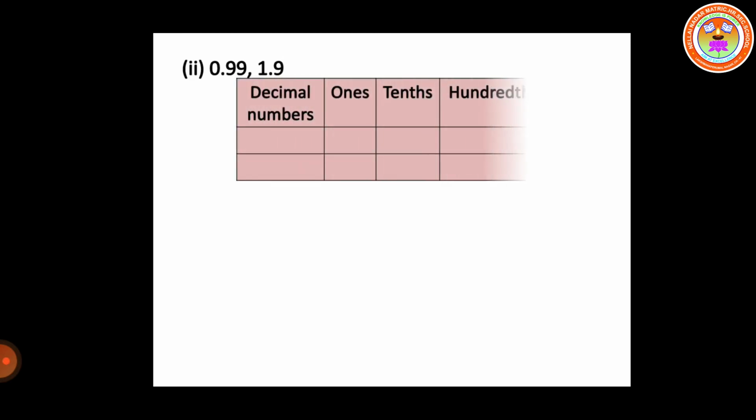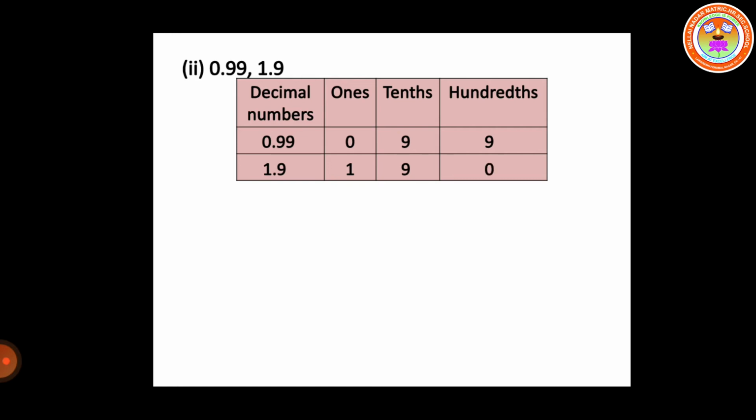Let us see the next one. Second subdivision 0.99 and 1.9. So first we have to draw the place value table. First number they gave 0.99. Second number 1.9. So ones place values. Before the decimal the first values. In the first one 0, the second one 1. Tenths place value, after the decimal the first number. In the first number they gave 9. Second number also 9. Hundredths place value, after the decimal the second value. 9 here. Here they did not give anything, so we can put 0.